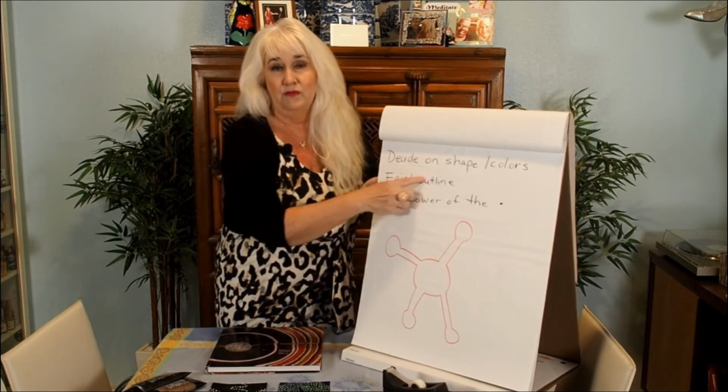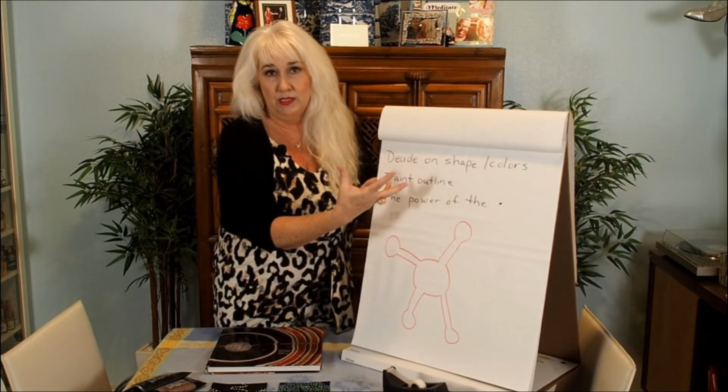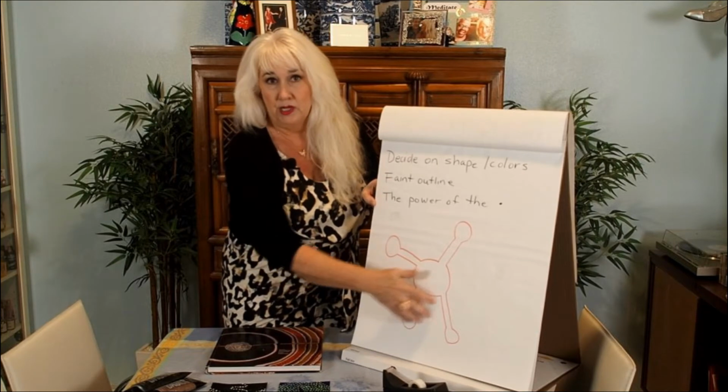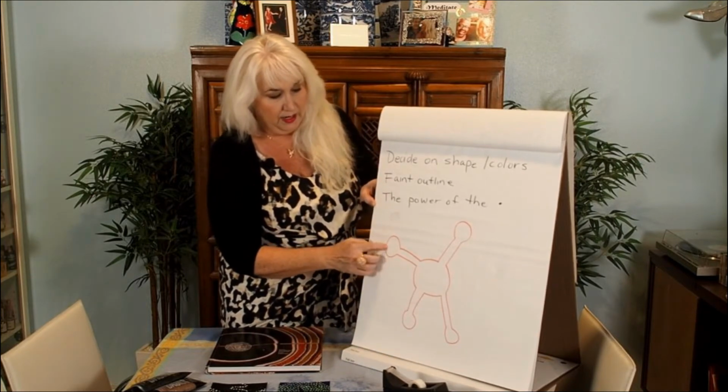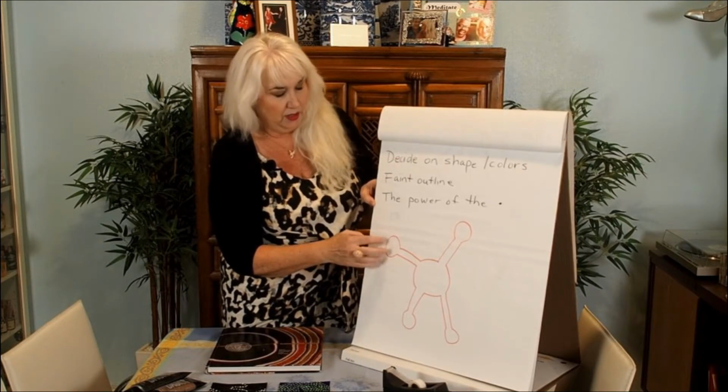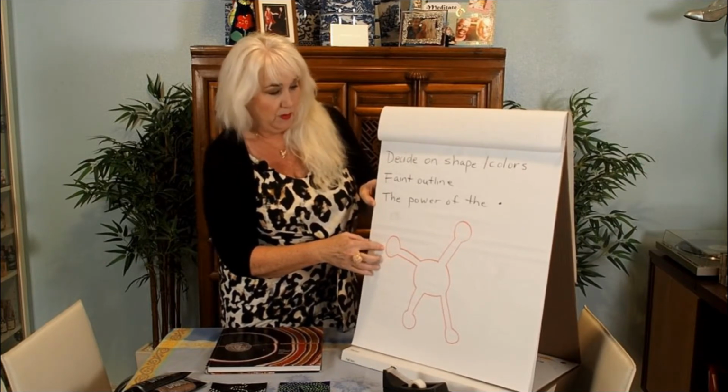And it's helpful to use a faint outline of what your shape is going to be, and then you can follow it. So I've done one here. This is just kind of a funky shape that I made up. And I did a lighter color red. Of course, I would use something a little lighter than this if I was doing a formal art piece.